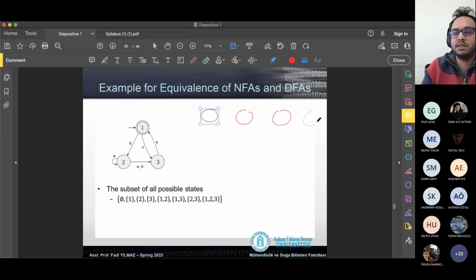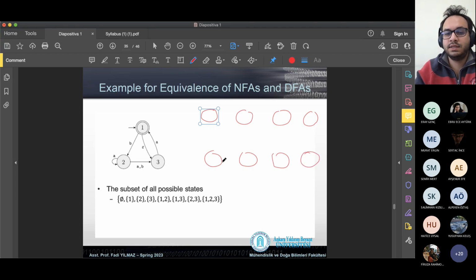For each possibility, we need to build this thing, right? For each set in the power set. So the first one is nothing. What if there is nothing? Like there are no possibilities. Then 1, 2, 3, 1 2, 1 3, 2 3, and 1 2 3.